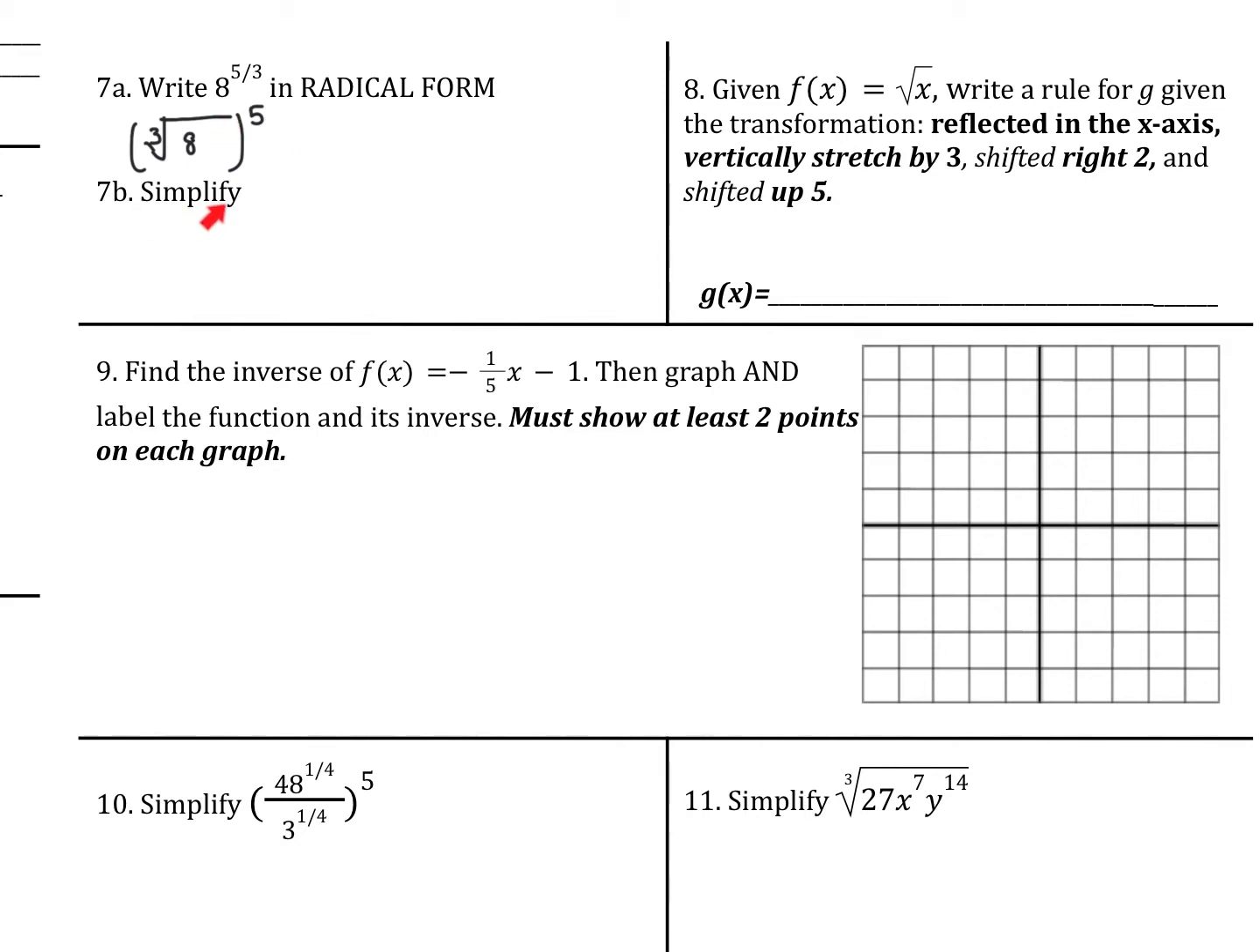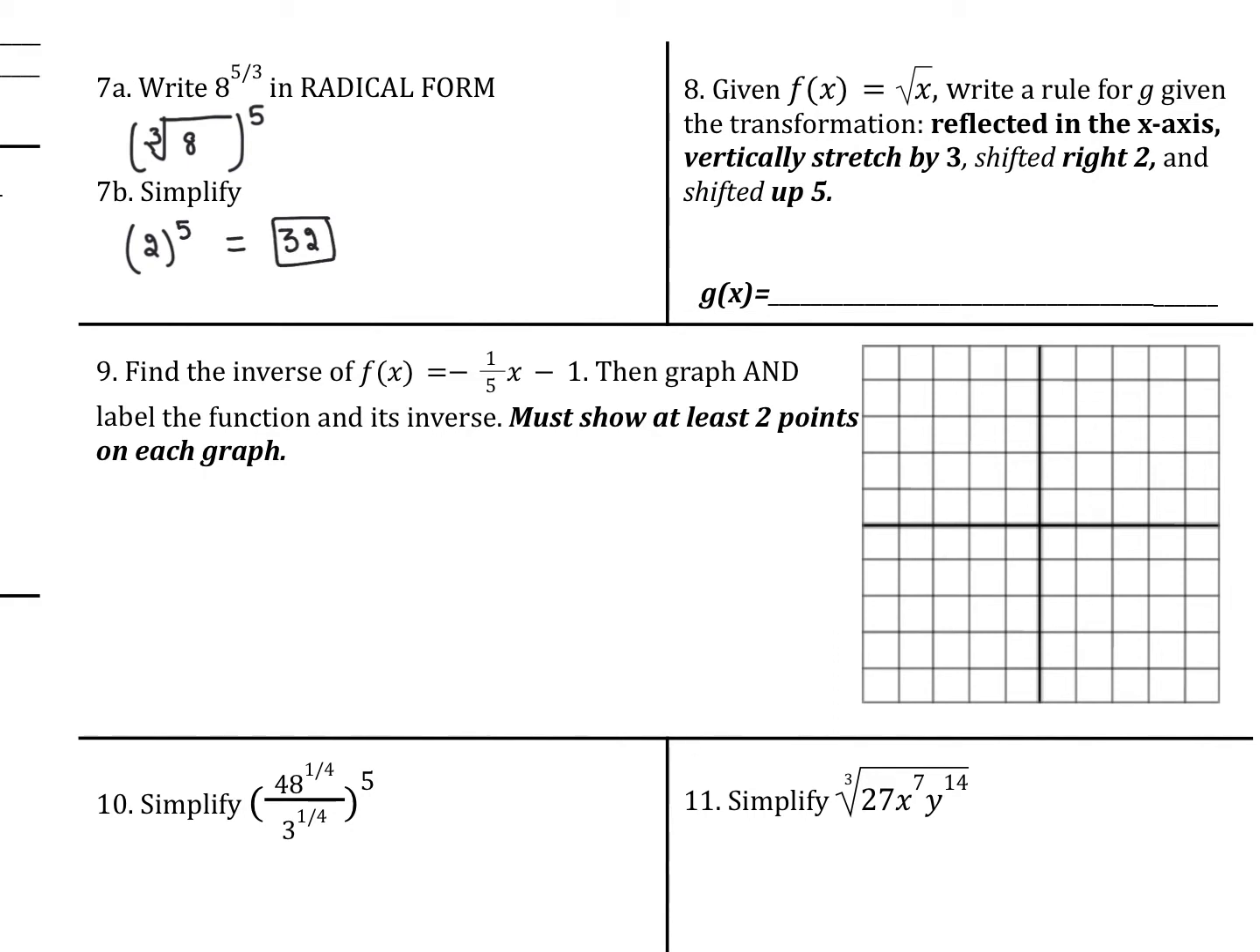Now we're going to simplify. To simplify, we're going to find the cube root of 8, and the cube root of 8 is 2. And 2 to the power 5 is going to be 32. So the simplification is 32.